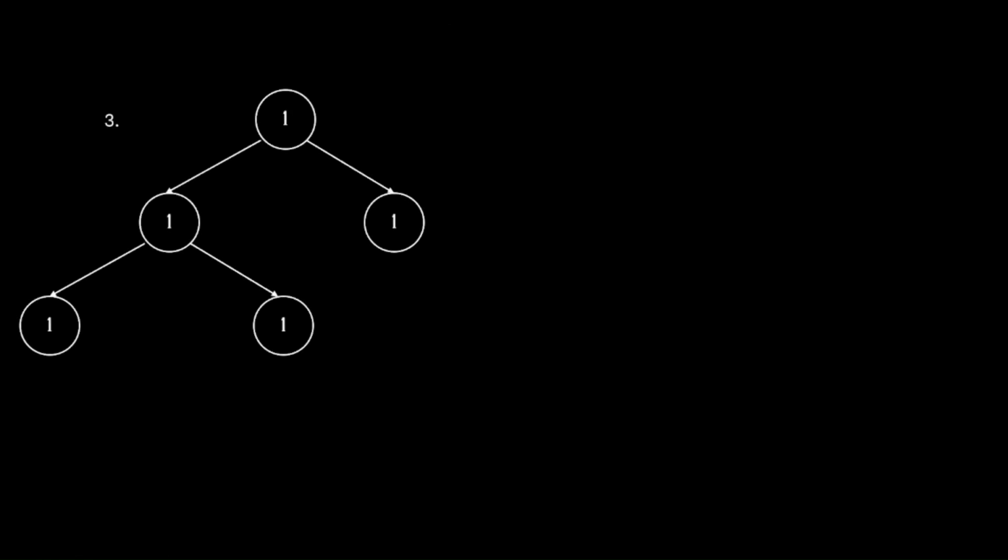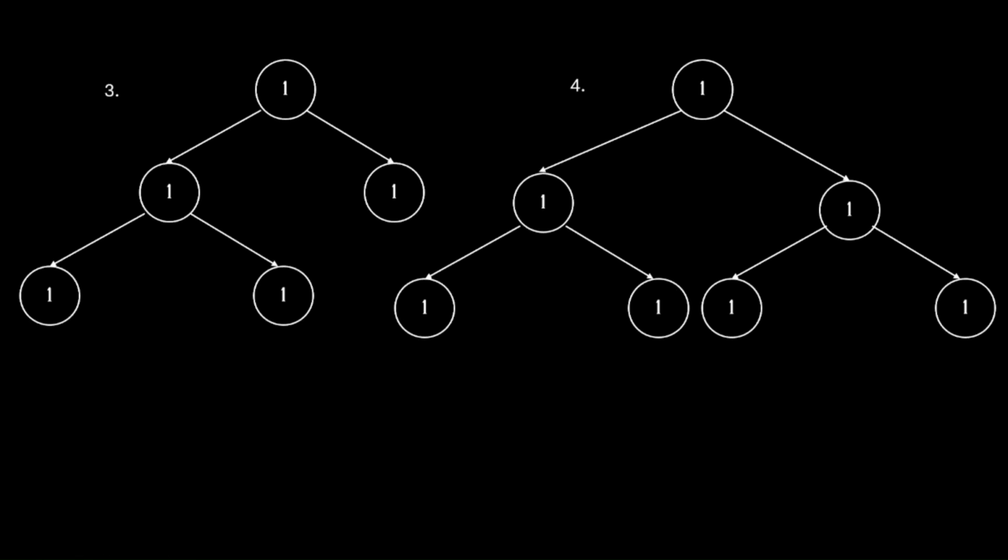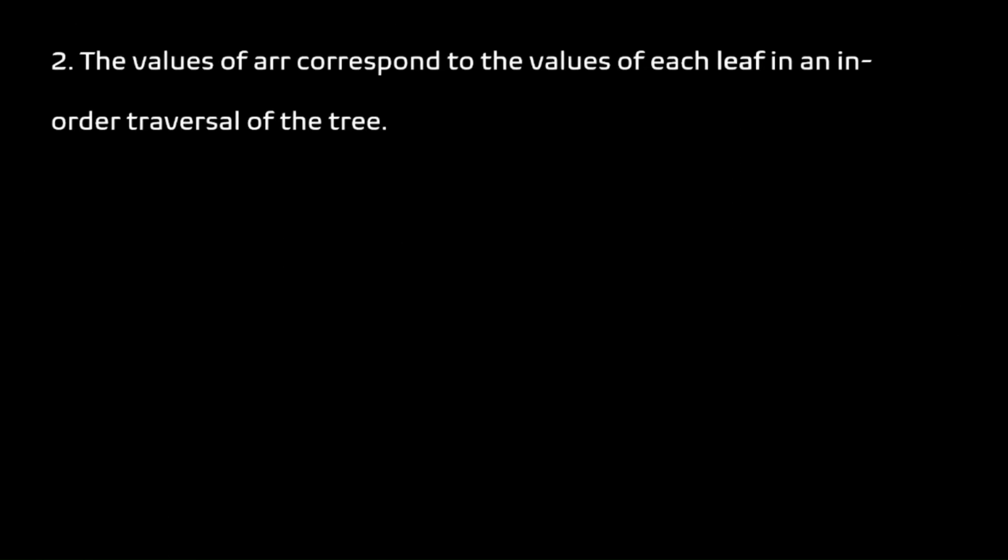Or it can be a binary tree like this, where some nodes have 0 children, like this, or some nodes have 2 children, like this one and this one. Or it can be a full tree like this. Second thing that is mentioned in the question is the value of array correspond to the values of each leaf in an in-order traversal of the tree.